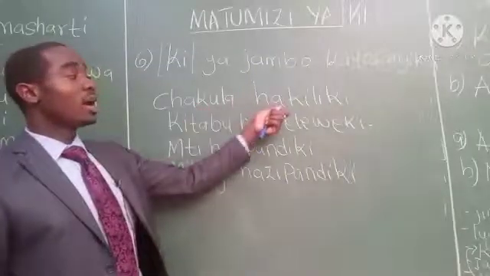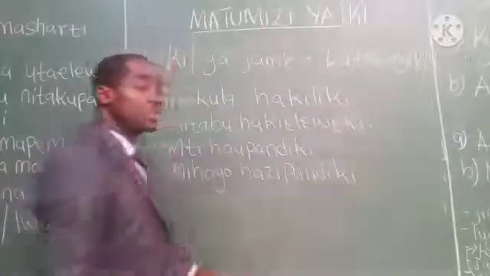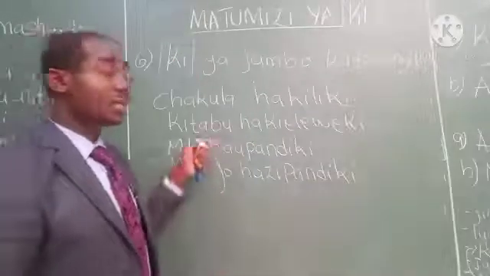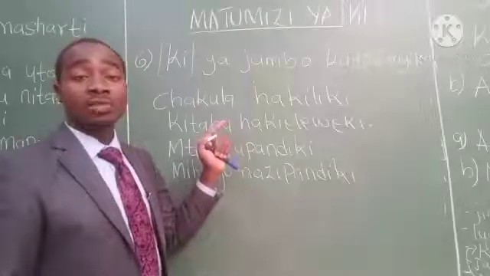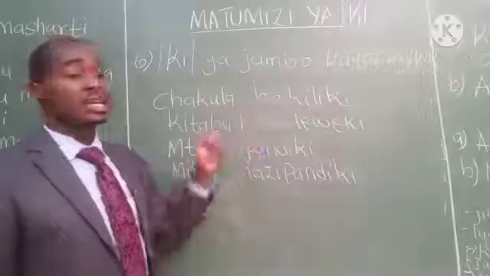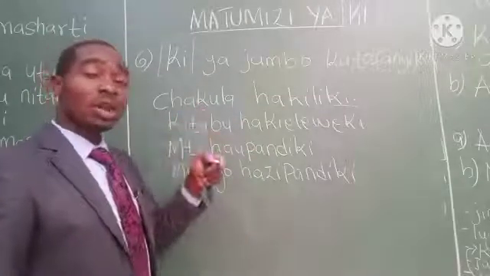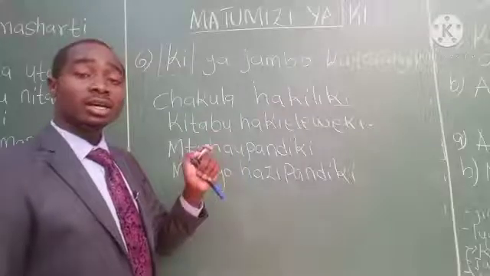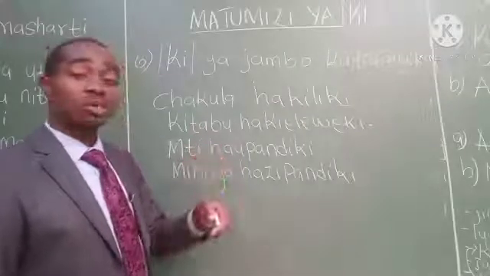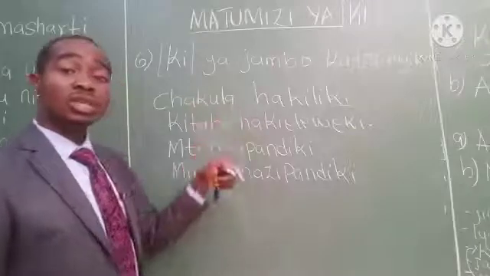Chakula hakiliki. It is usually the ki here is usually attached at the end of the verb, the negative verb. Now, chakula hakiliki. This statement is a negative of chakula kinalika. Chakula kinalika, the food is eatable. Here we say chakula hakiliki, the food is not eatable.